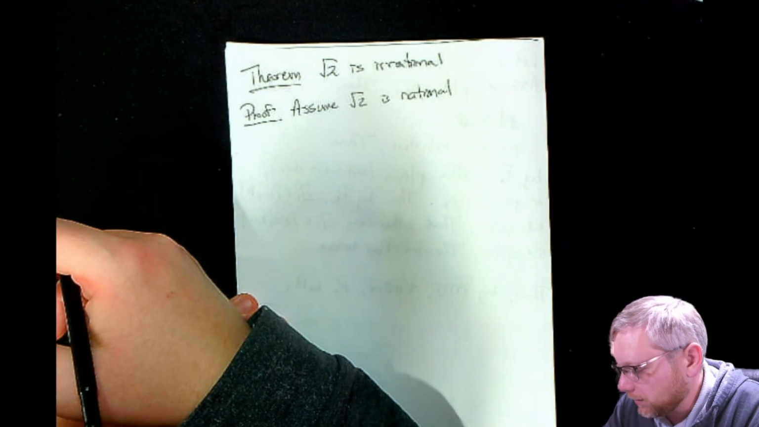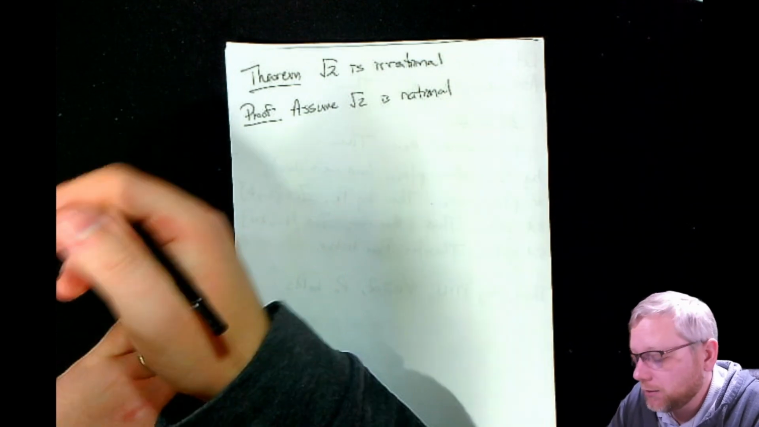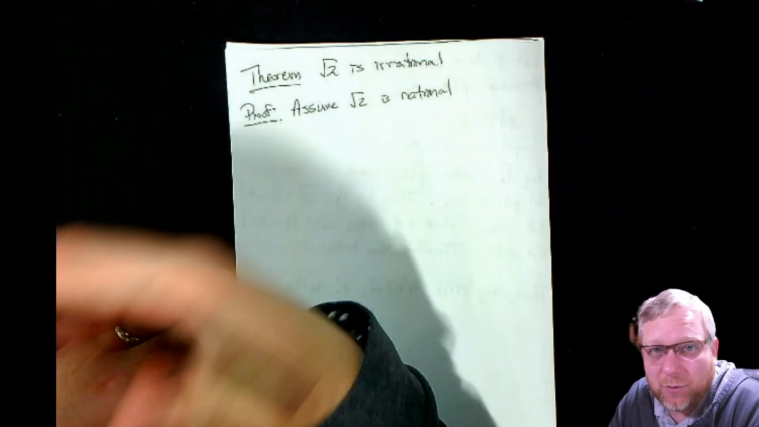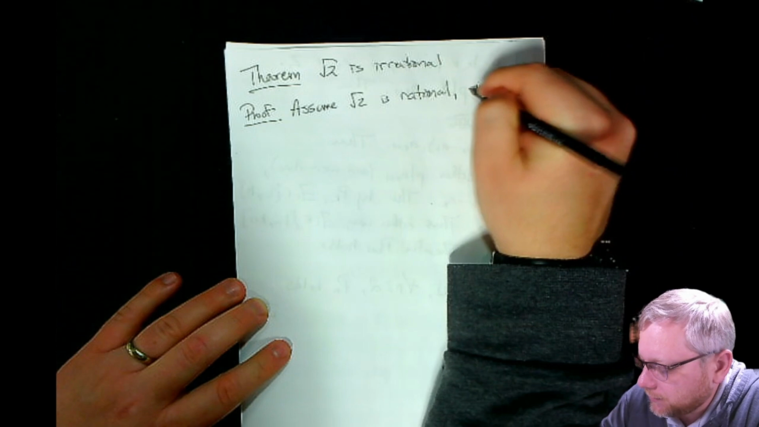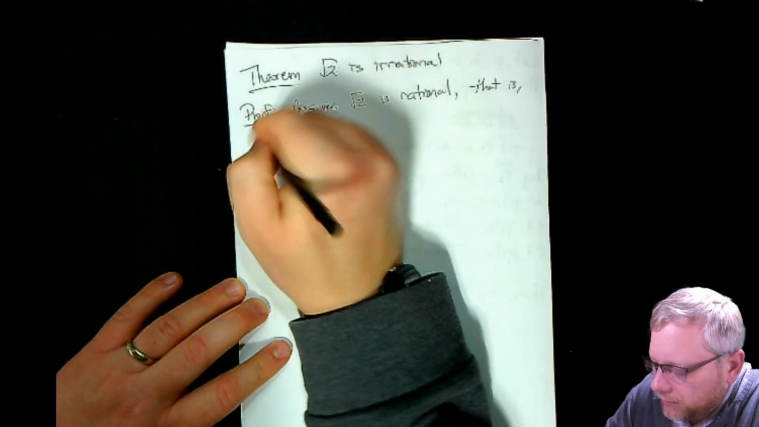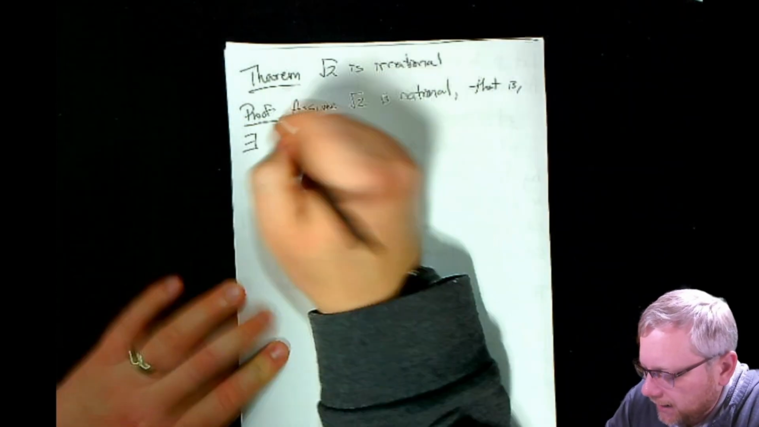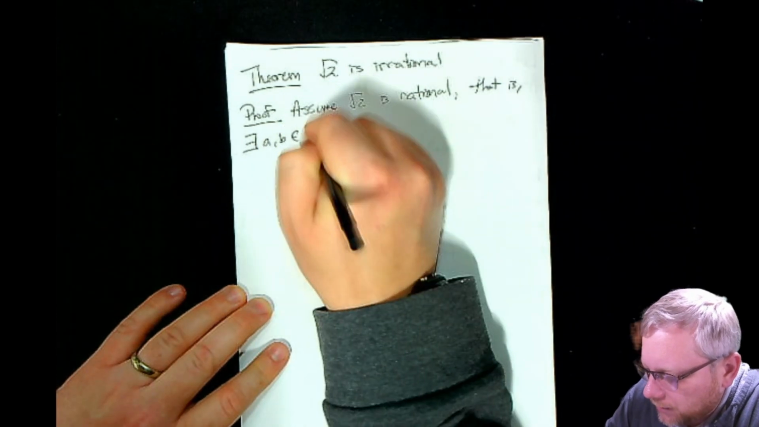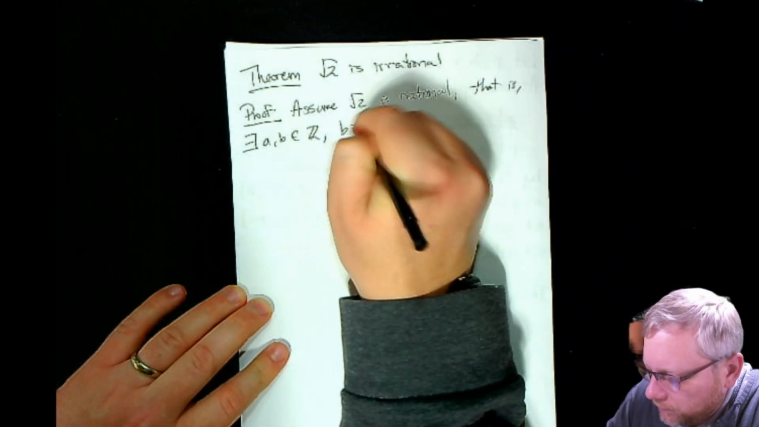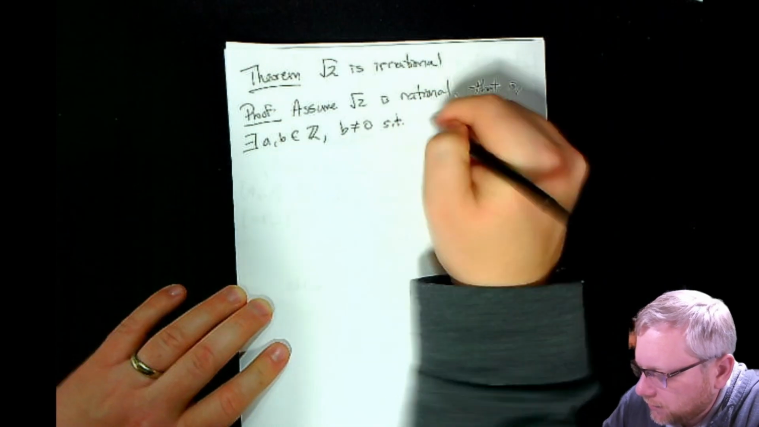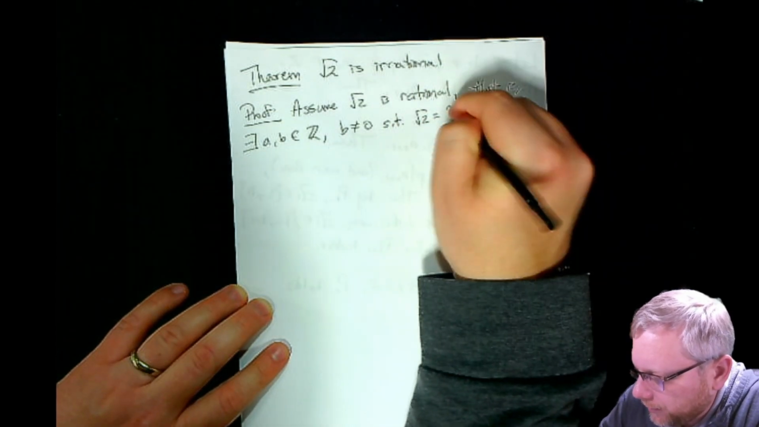Now, when I assume root 2 is rational, I've got to write out what that means. So what does it mean to be rational? It means it can be written as a fraction. So that is, there exist, let's use an a and a b in Z, where b is not 0, such that root 2 is a over b.